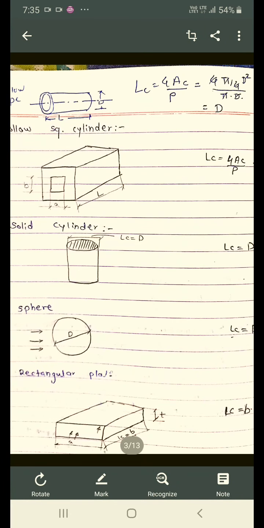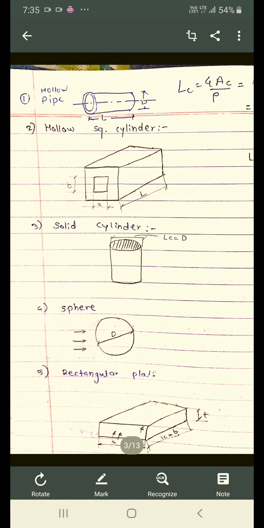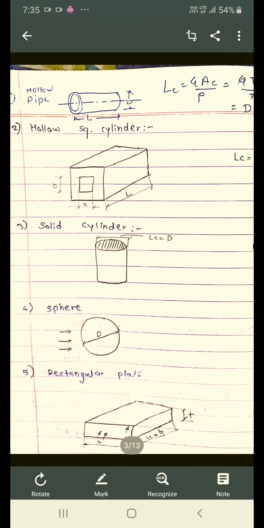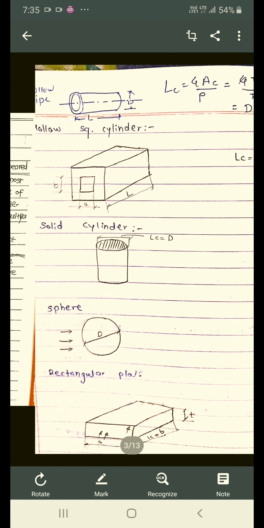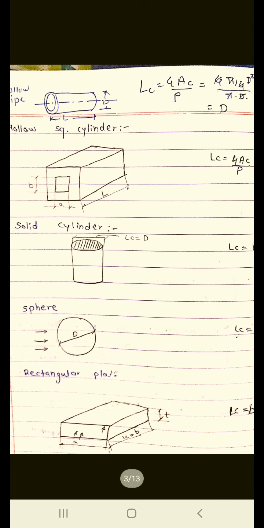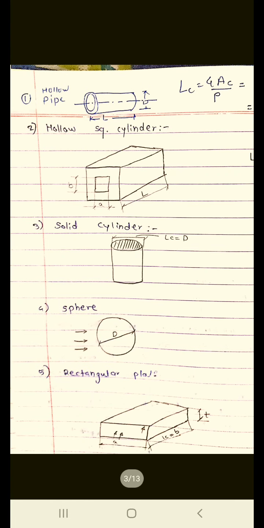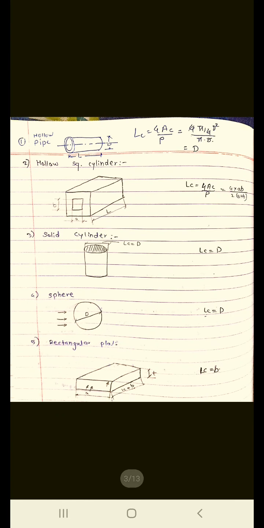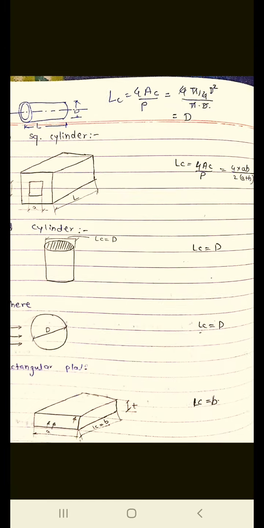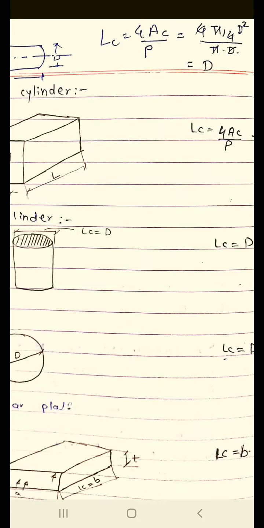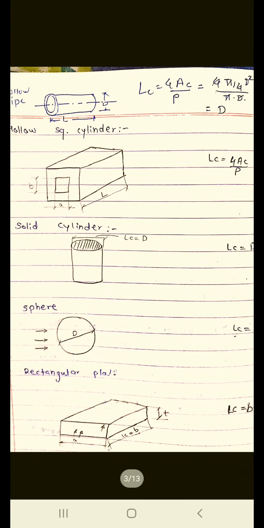For hollow cylinder, LC is equal to D. For solid cylinder, LC is equal to D. For hollow square cylinder, LC is equal to 4 into AC divided by P is equal to 4 into A into B divided by 2 times A plus B. For sphere, LC is equal to D, and for rectangular plate, LC is equal to B. So these are a few examples.